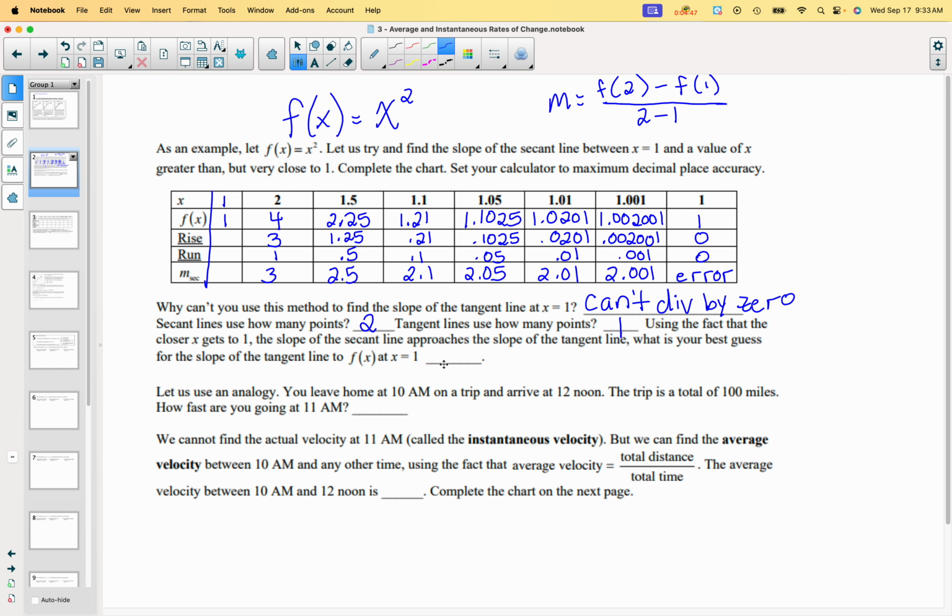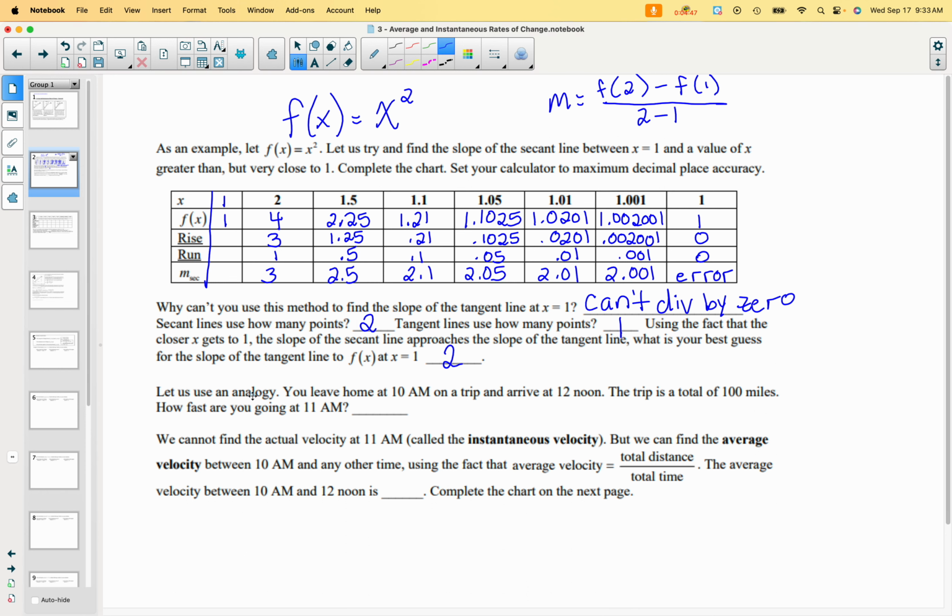at x equals 1? So take a look at what's happening to the slope as we get closer and closer to that point, as we slide the points close together. So go ahead, take a guess, write it down in the blank, because I'm pretty sure you know. Hopefully you put a 2.